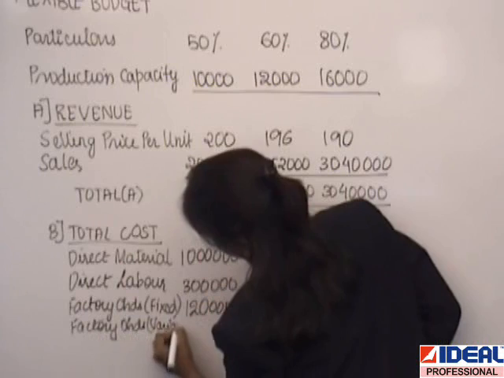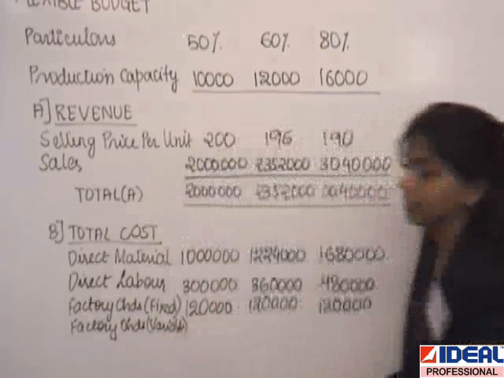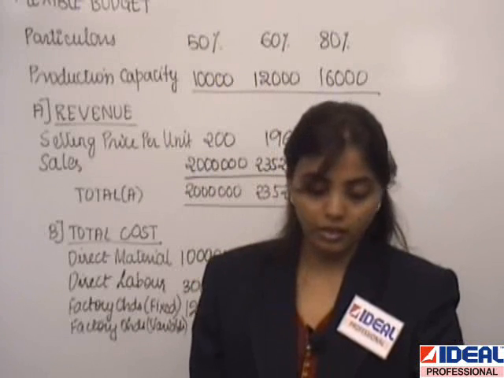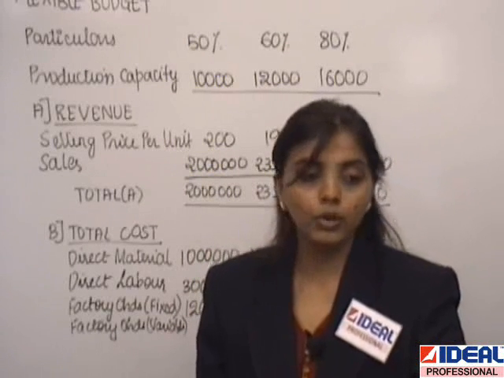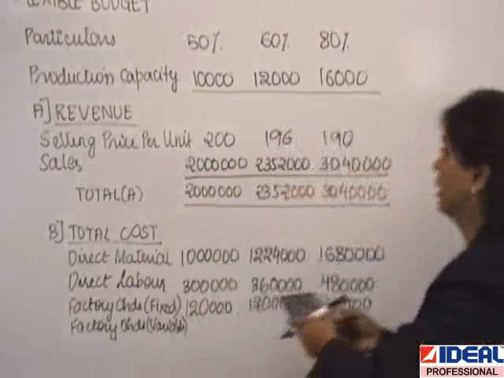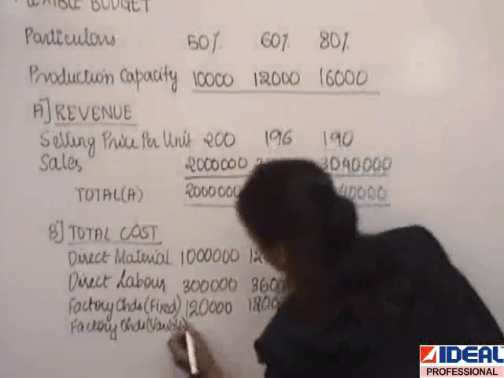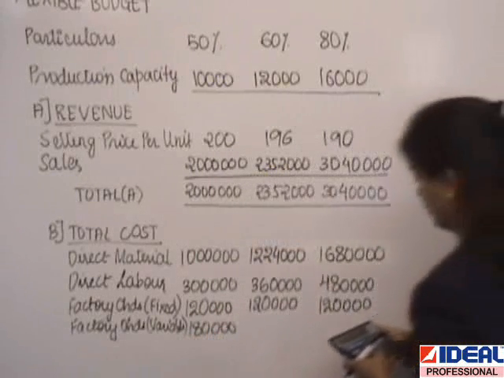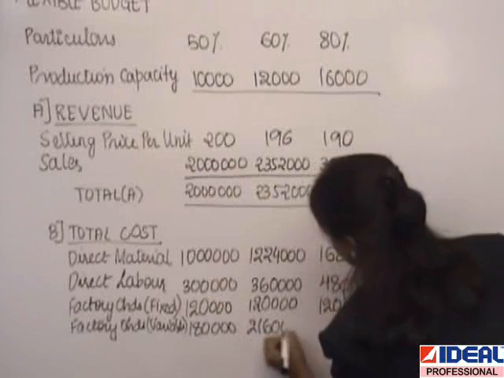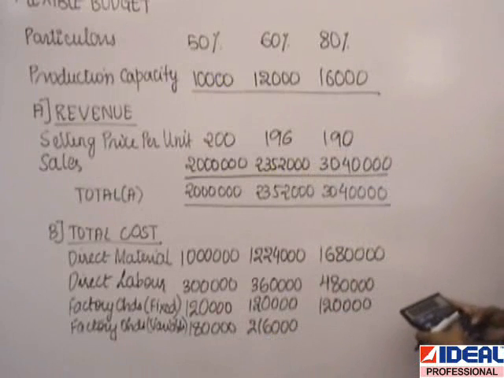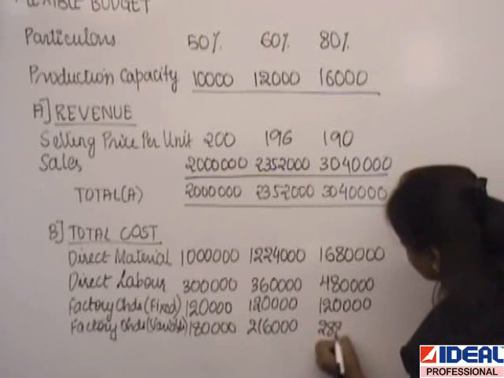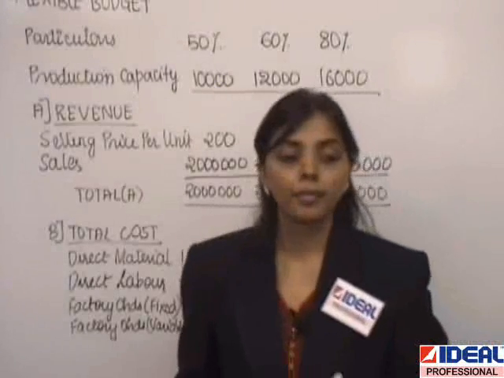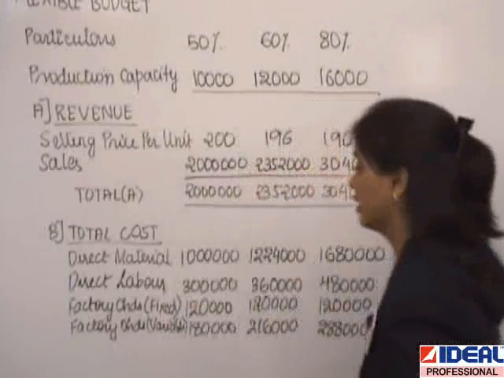Then factory overheads variable. How much will the amount be? 30 into 60% will give you 18 per unit. So 18 multiplied by 10,000 will come to 1,80,000. Then 12,000 you'll get 2,16,000. Then multiplied by 16,000 will give you 2,88,000. Is this clear? Excellent students, you have all done your homework.